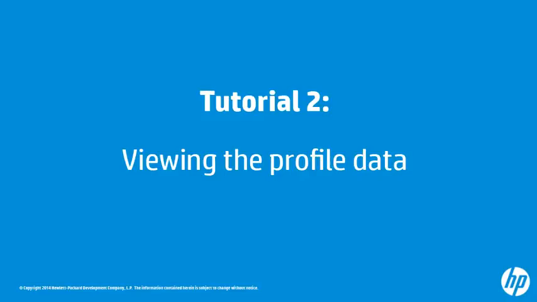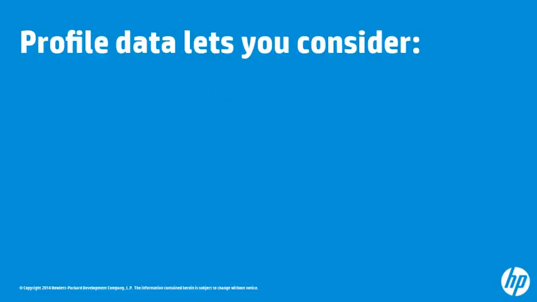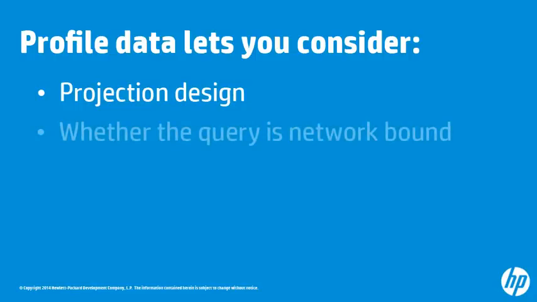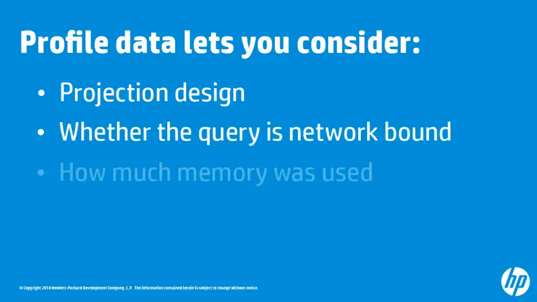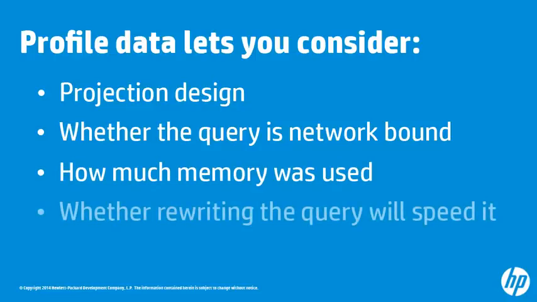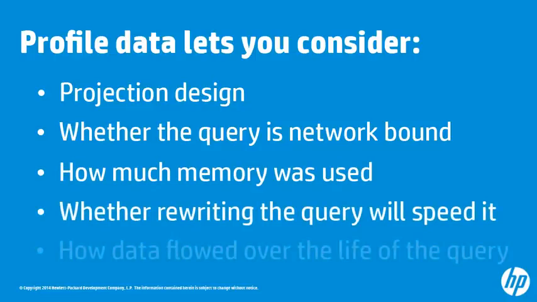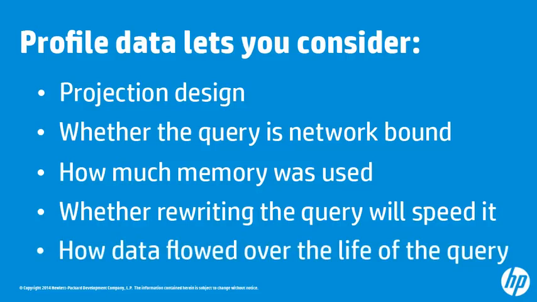Profile data measures which resources HP Vertica actually used to execute a query. Data in the query plan are estimates. Profile data reflects what really happened during query execution. This information lets you consider things like projection design, such as segmentation and sort order, whether the query is network bound, how much memory was used in executing a query, whether a query rewrite will speed up the query, and how the data flowed over the life of the query.